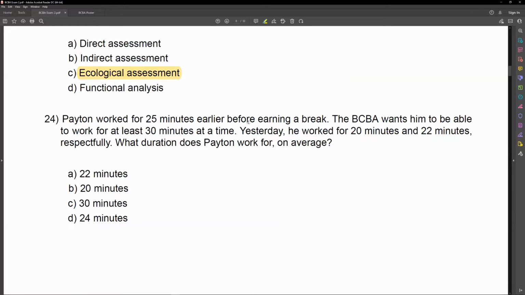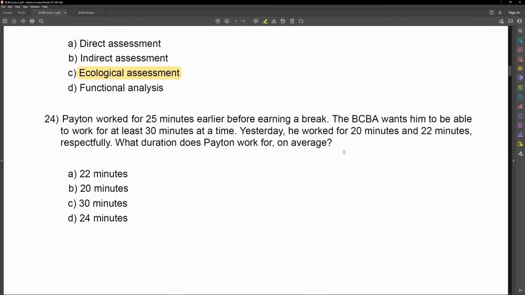Does that mean Peyton works for 30 minutes at a time? No, that's what the BCBA wants. That's his goal. Then we get more data. Yesterday, he worked for 20 minutes and 22 minutes. So we're looking at the data we have, right? We're looking at the duration on average. Now, if you're studying for your BCBA exam, you should know how to find an average. If you don't, go do that immediately, okay? You need to know simple calculations like finding averages, okay, finding percentages, right? So we know how to do that.